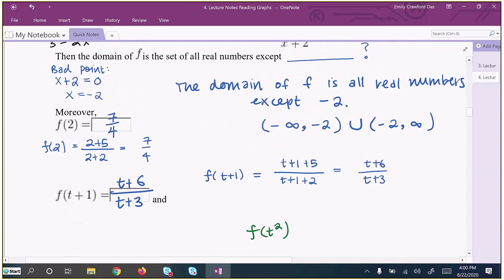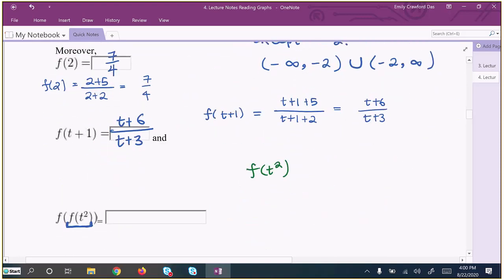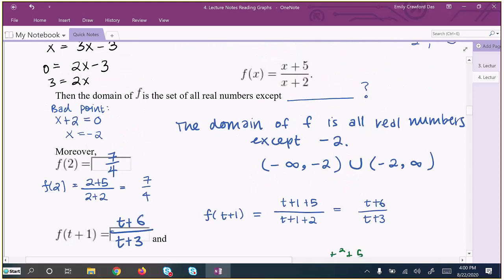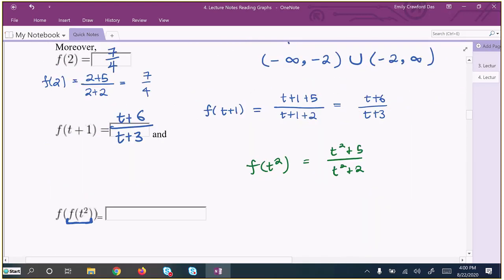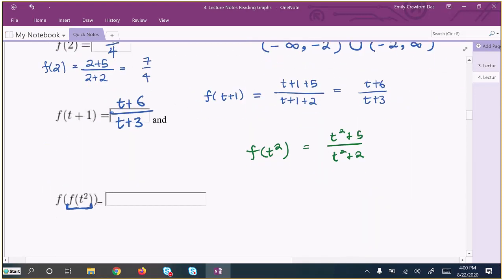Well, f of t squared just means replacing x by t squared in the function, so that's (t squared plus 5) over (t squared plus 2). And I can't really do anything to simplify that, so I'm going to stop there, and now I see that I want to plug all of that into f again. So remembering that f of x is (x plus 5) over (x plus 2), I'm just going to replace each x by (t squared plus 5) over (t squared plus 2).